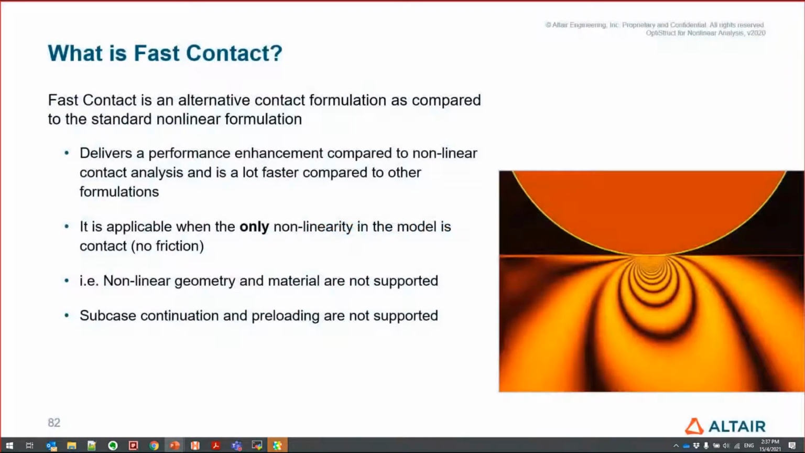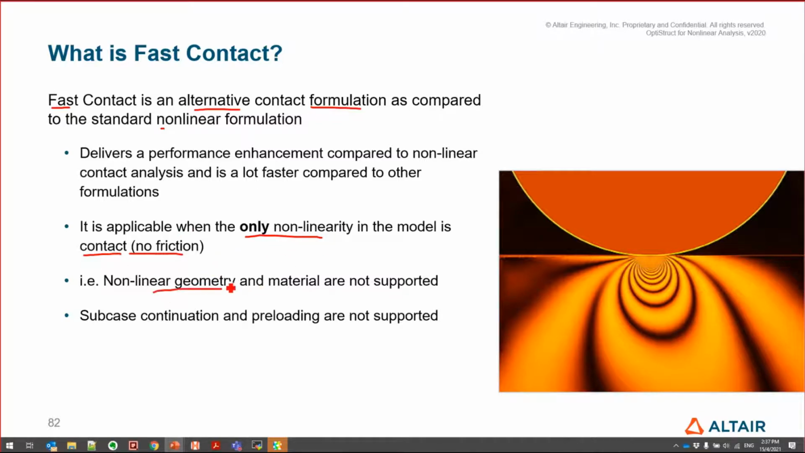We also have fast contact in Optistruct. Fast contact is an alternative formulation compared to what we have learned earlier. As the name suggests, it's going to be faster, but it can only be applied if the only non-linearity is contact, and contact with no friction. So if your model has non-linear material, you cannot use fast contact. You can use fast contact if the only non-linearity is contact.